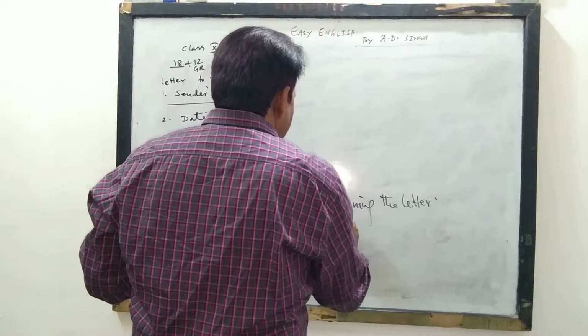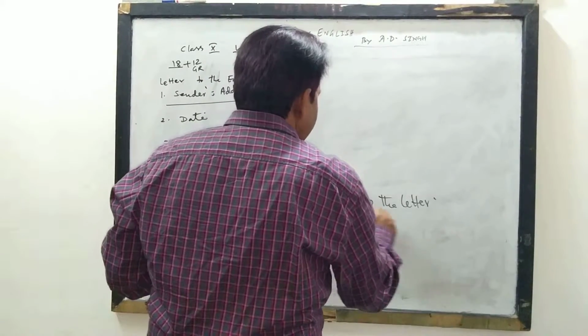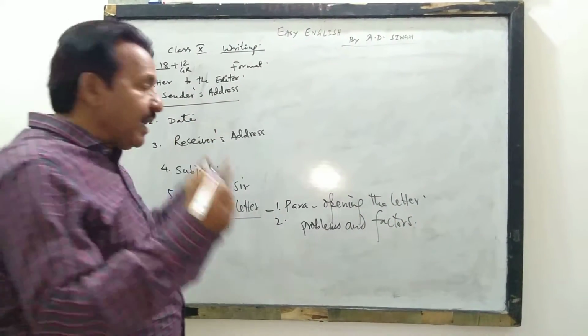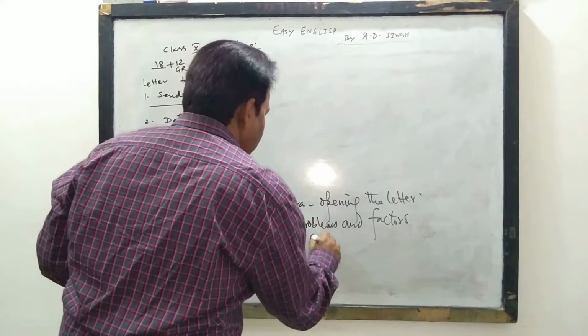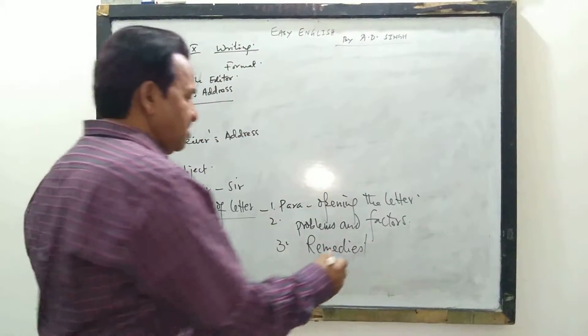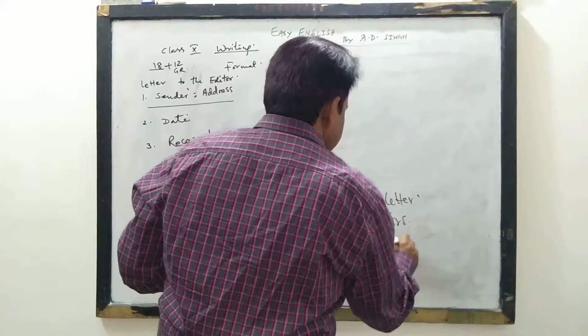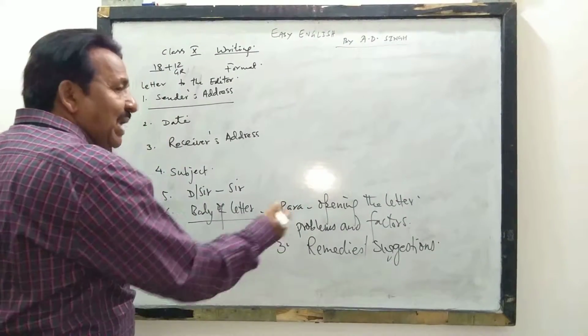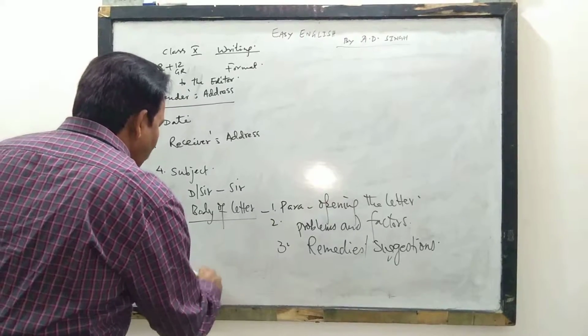Related to the topic, problems and factors. Then you ask, sir, what is in para 3? Remedies, solution. Every problem has a solution, remedies and suggestions. It is also known as suggestions. And then at last there will be a one line appeal, and last it will be closing salutation.